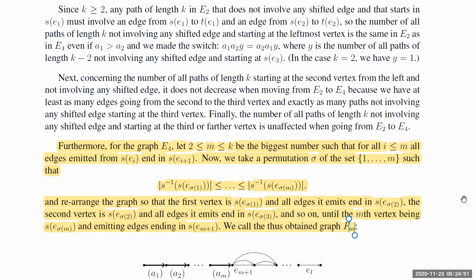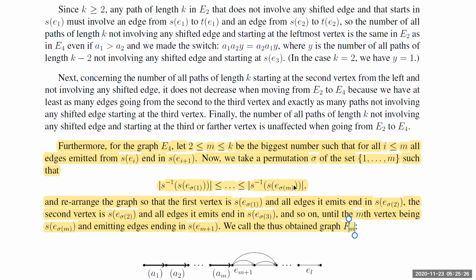given vertex, right? So what we do, we take this set of m elements, 1, 2, up to m, and we choose a permutation, sigma, of this set, which has the following property, that the number of all edges emitted from S of E sigma 1 is less or equal than the number of all edges emitted from S of E sigma 2, and so on and so forth. And then the biggest one is the number of edges emitted from S of E sigma m.